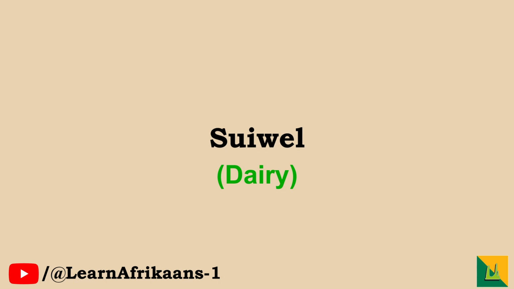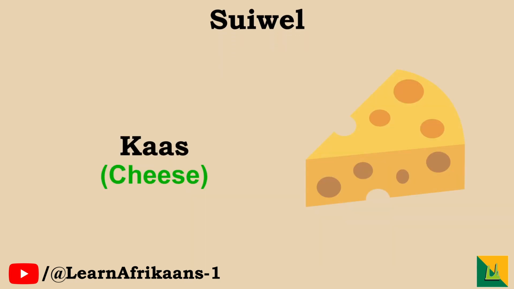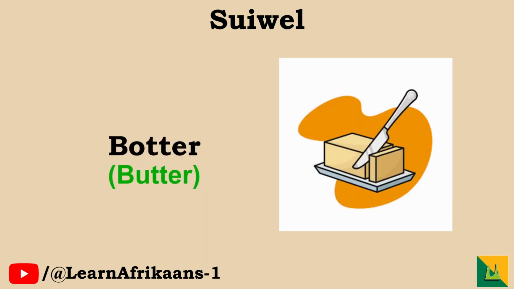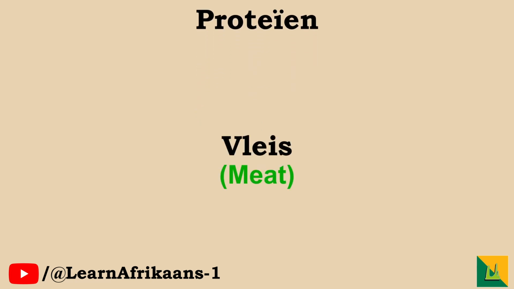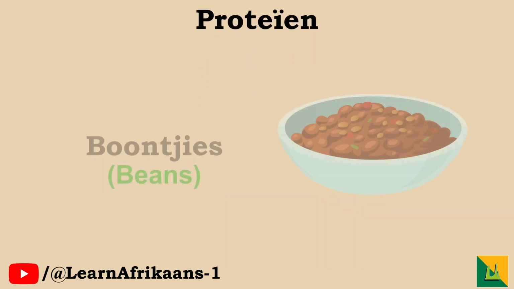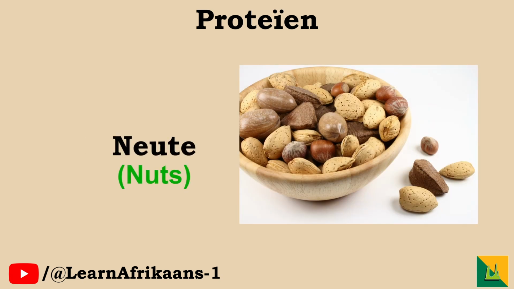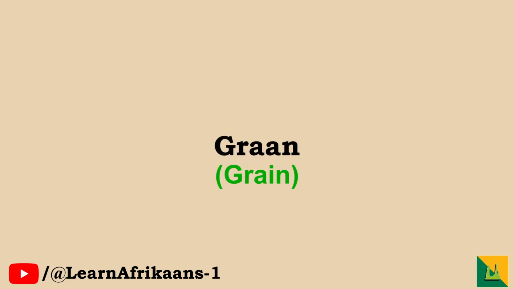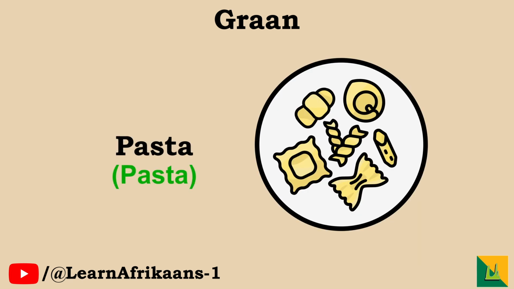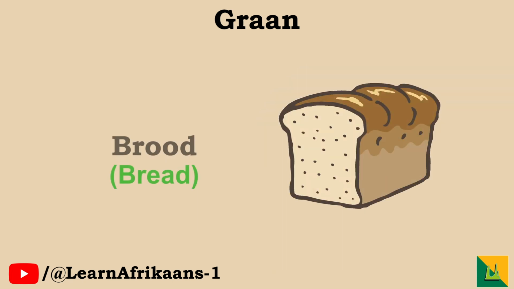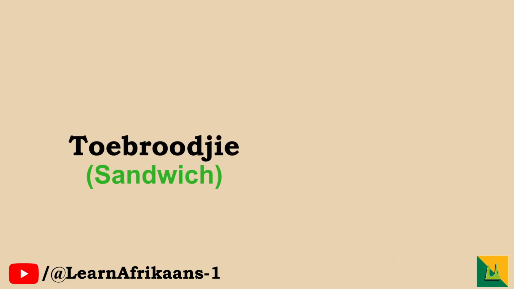Suiwel: melk, kaas, botter. Proteïne: vleis, boontjies, neute. Graan: rys, pasta, brood, toebroodjie.